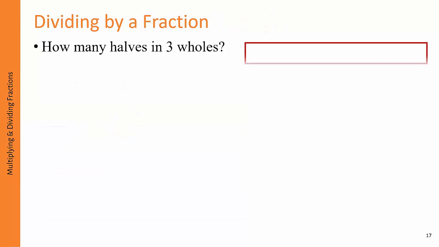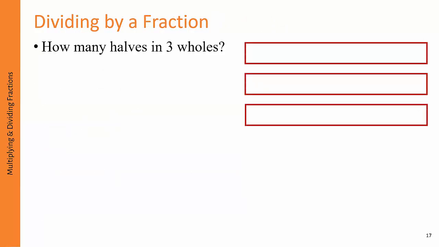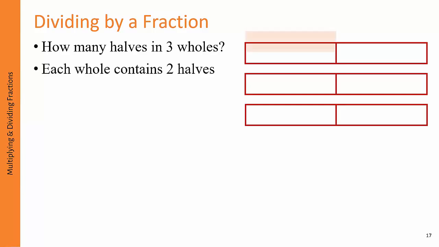Let's move on to division now. Here we want to find the number of halves in 3 wholes. Dividing into halves there, we can see that each whole contains 2 halves. So in 3 wholes we will have 6 halves altogether.